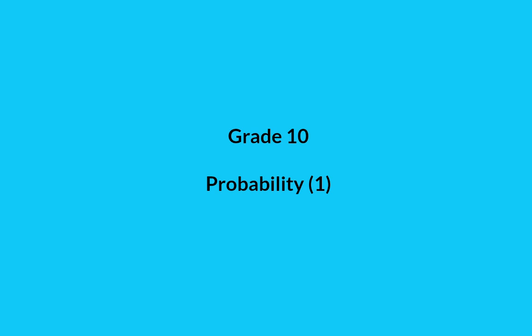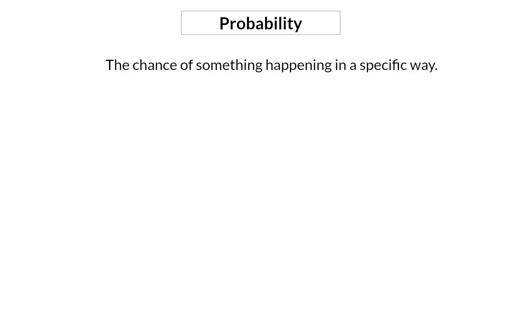In this first video for grade 10 probability, we're going to have a look at the terminology that we're going to use and how to calculate the probability of a specific event. The probability is the chance of something happening in a specific way. That something is called the sample space. The sample space consists of all the possible outcomes or ways in which this can happen. The specific way that you are looking for is called the event.